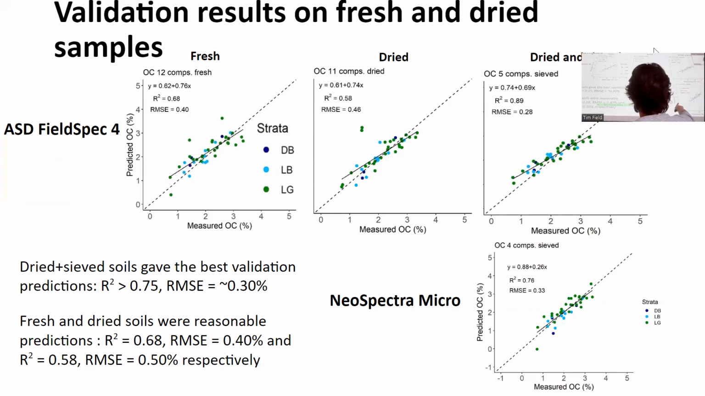And the same again with the small handheld. This is just on the really processed samples. The R-square wasn't quite as high as with the expensive equipment, but the RMSE was about the same, about 0.3%.